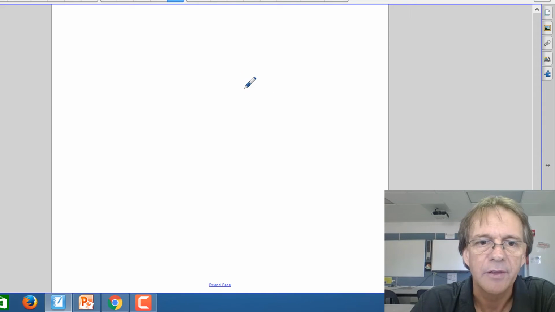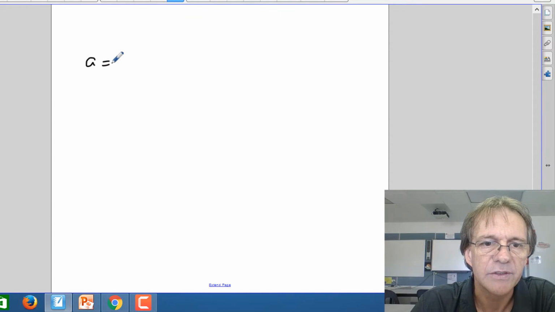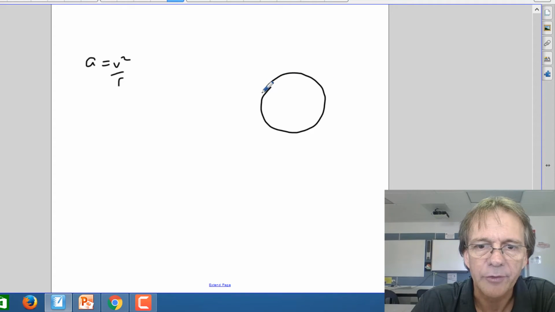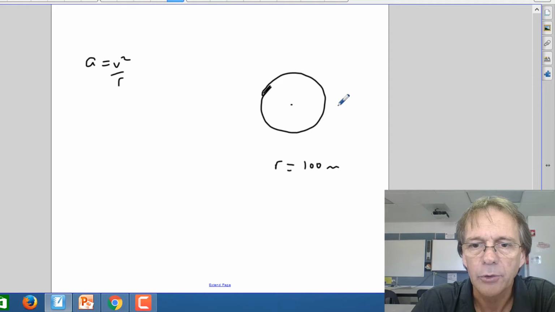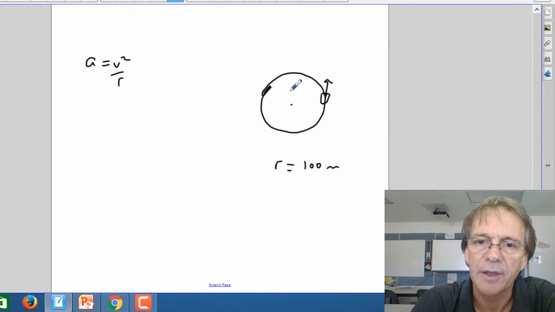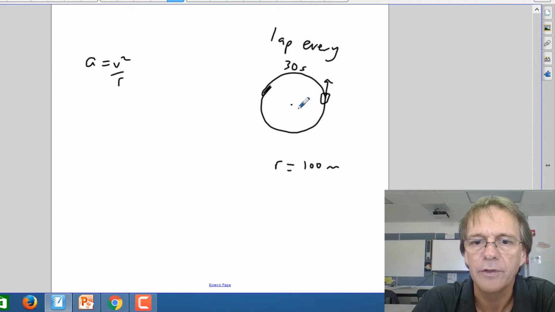Now, some other things to bear in mind. We have a cheat's way of working out acceleration as v squared over r. Sometimes you won't be told the velocity, you'll have to work it out. So if you're told the radius of a circle, let's say 100 metres, and the object, it might be a car, is going around that circle as a full circle, and it completes a lap every, say, 30 seconds, can you find the v for that? Then you can go and work out the acceleration.